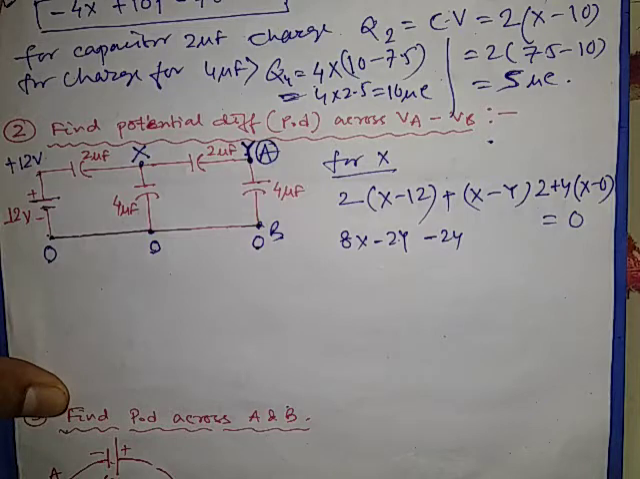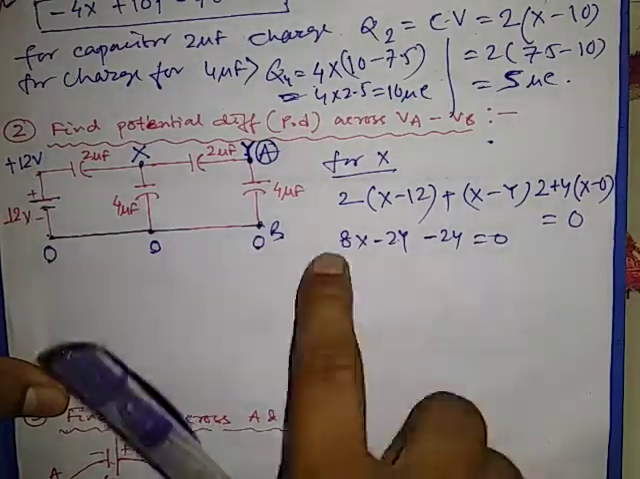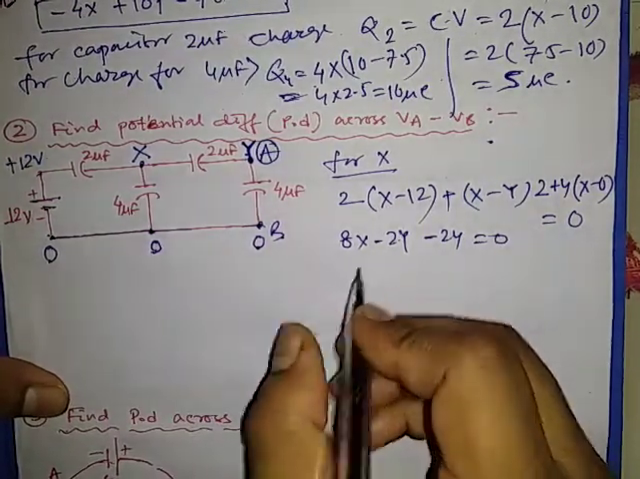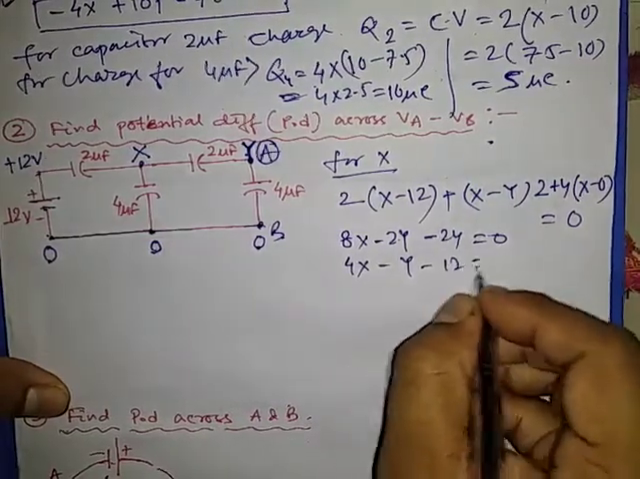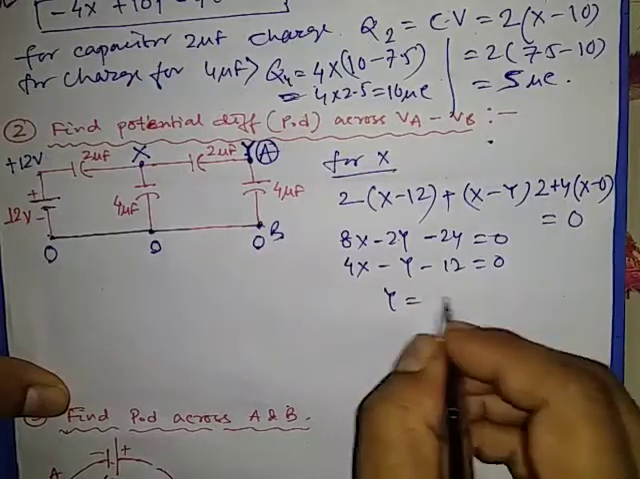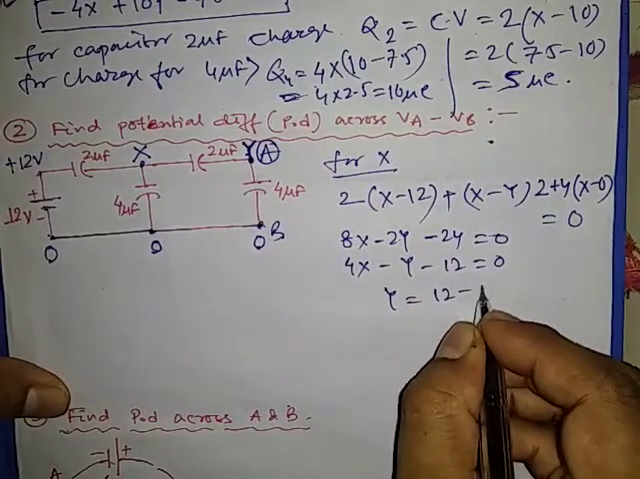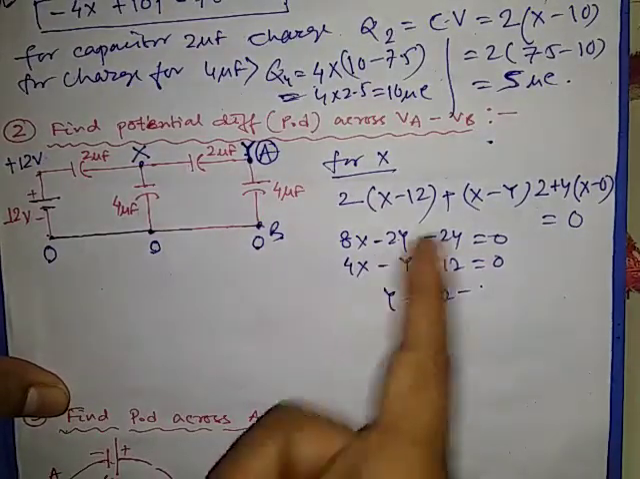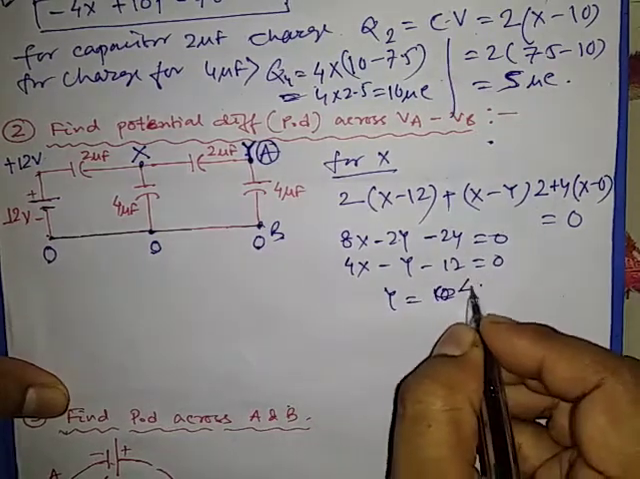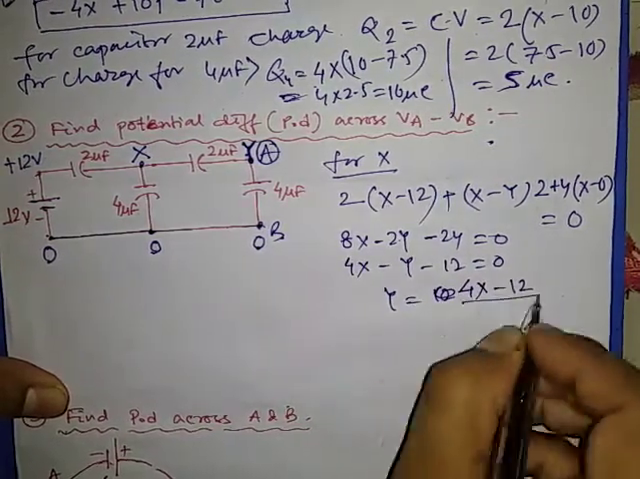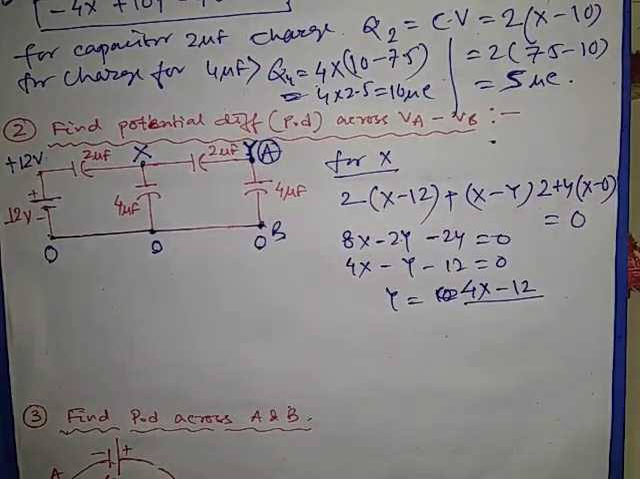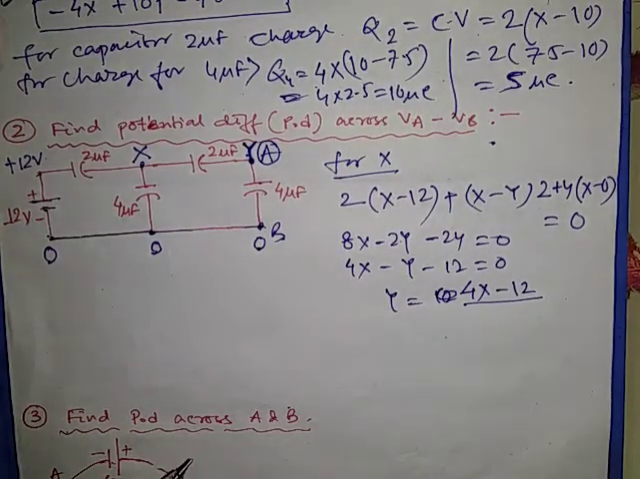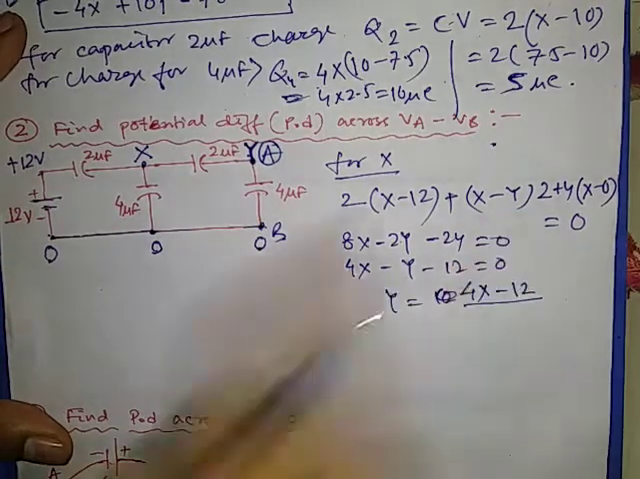Okay, so E is equal to 0. By dividing it by 2, you get 4x minus y minus 12 equal to 0. So y means how much? 12 minus y... 4x minus 12. Again you find out for y.